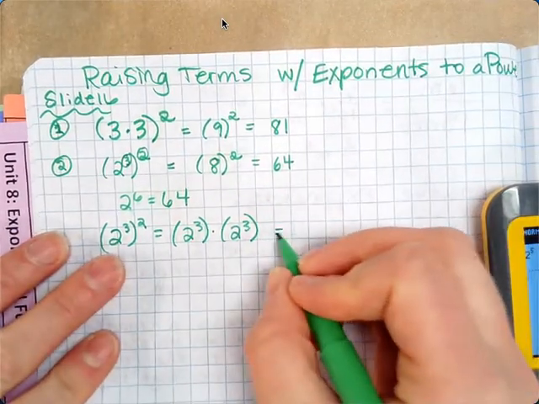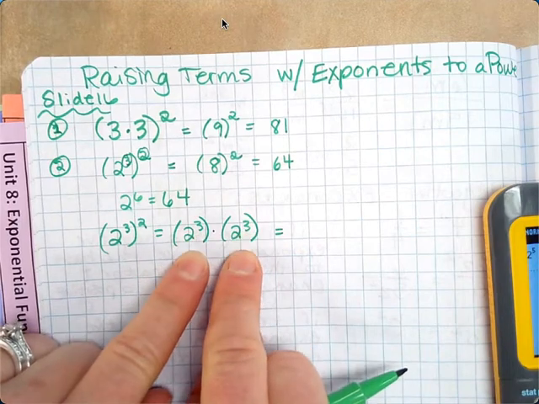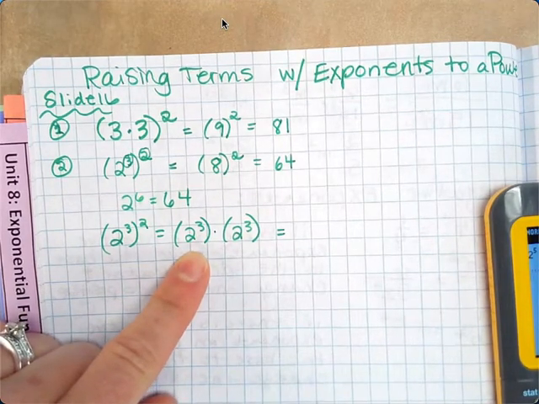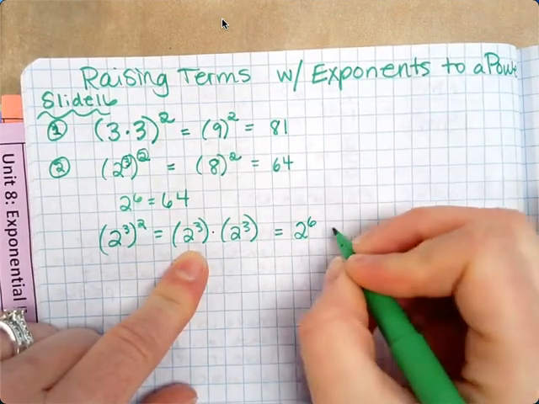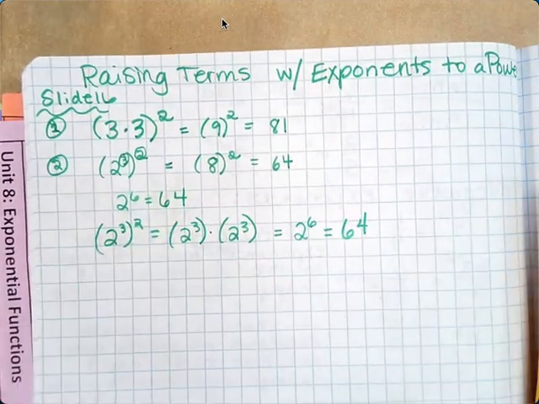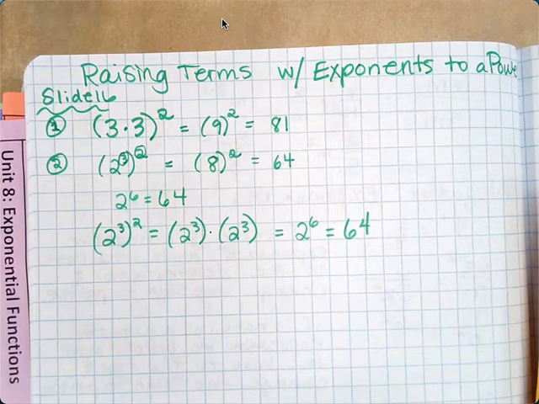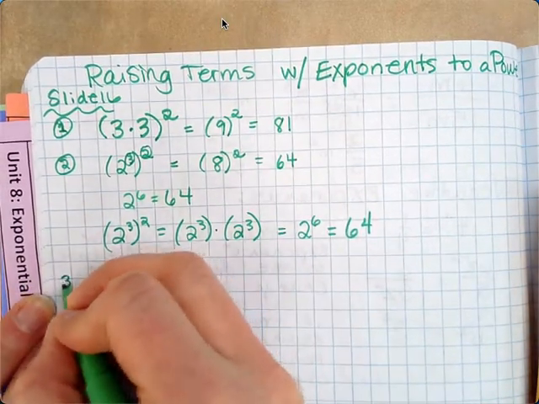So what would that end up being? What operation do we do with our exponents whenever we multiply like terms, like bases? Add them. So what would this be? 2 to the 6, which we know equals 64. Okay, what about the next one?